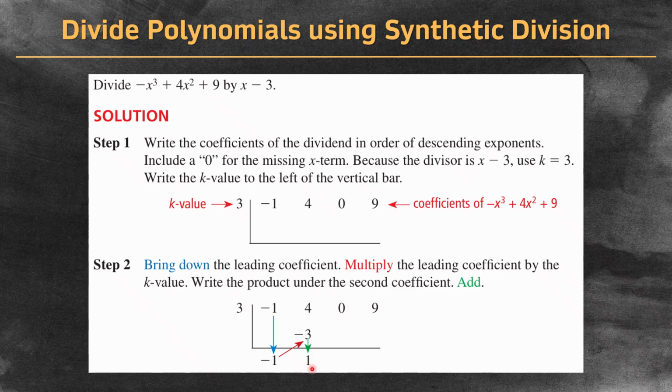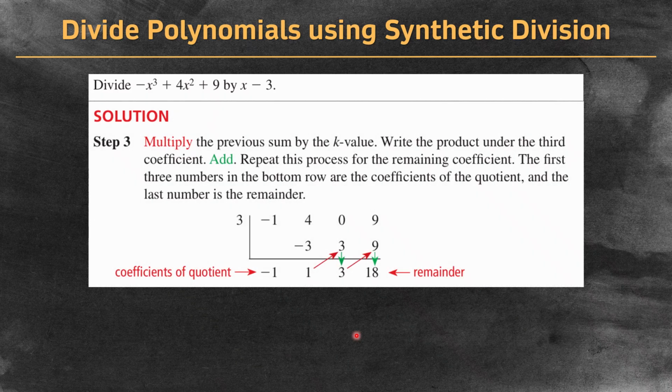Again, step 3, we're going to multiply this coefficient with the k value, 3. So 1 times 3 is 3. Let's take a look. 1 times 3 is 3, and add it, becomes 0. 3 times 3 is 9, add it, becomes 18. Now this last term is going to be a remainder. So now we have -1, 1, 3, and 18. So how is that going to be our solution?